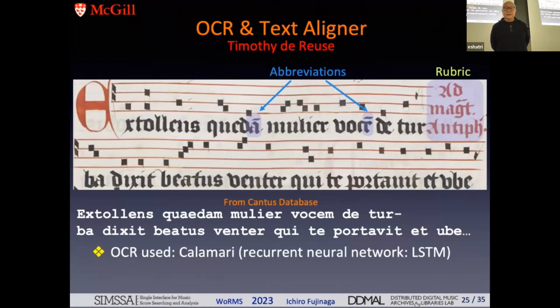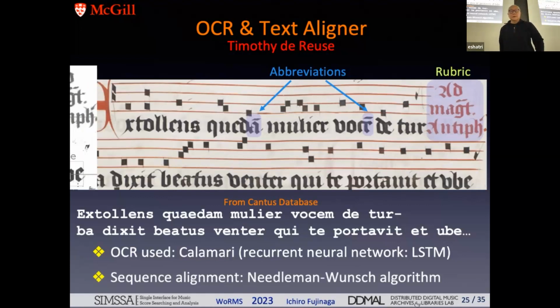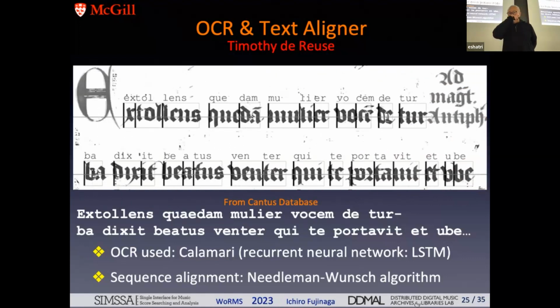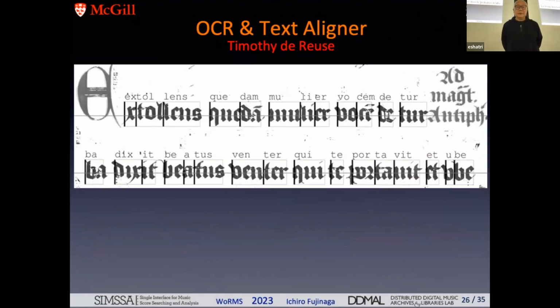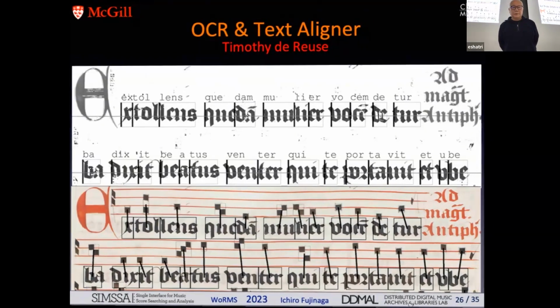So OCR uses Calamari, which is LSTM, and there's sequence alignment to figure out how to match these words. And after that, we separate them, and you can match which neumes it belongs to. So neume notation is really an annotated text. Text is the main thing. That's how it started, right? So you have the text to make you remember how you sing it. They annotated the text. So getting the text in is very important.